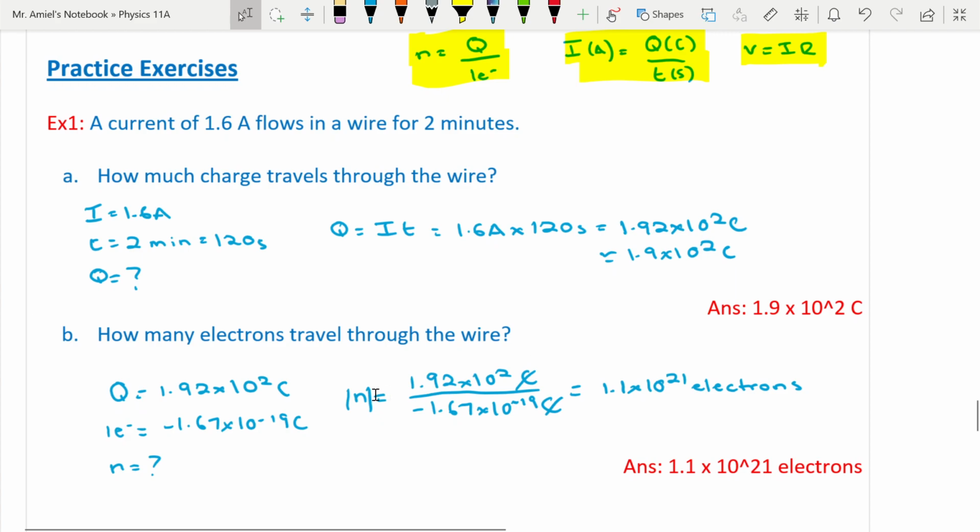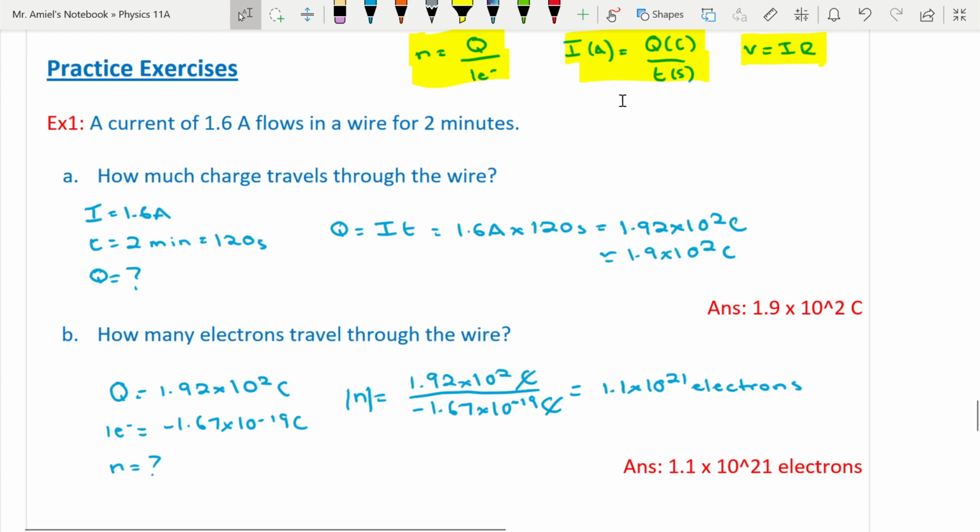The second part of this question is, how many electrons travel through the wire? If we're looking for the number of electrons, again we're going to use this equation. Here we know what the charge is, so we can figure out, given this charge, how many electrons that amount of charge represents. So we're going to say our number of electrons, and again we're going to look at the absolute value of our answer, because it doesn't make sense to talk about negative electrons. So we're going to say 1.92 times 10 to the 2 coulombs divided by 1.67 times 10 to the negative 19 coulombs. Our coulombs are going to cancel out, and that'll tell us that this charge represents the charge of 1.1 times 10 to the 21 electrons.